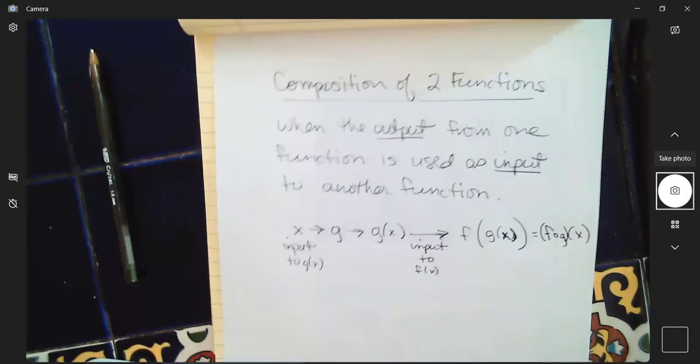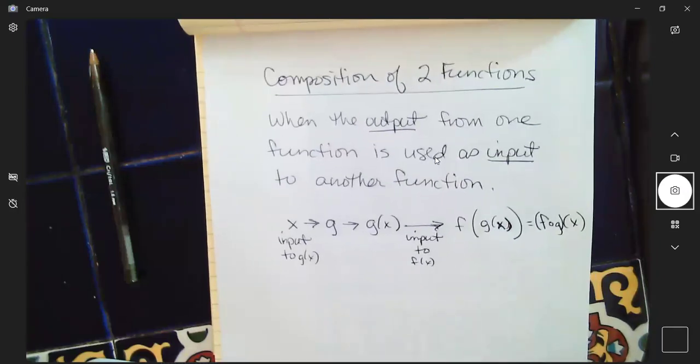Hello, I'm here to make a video that explains, maybe in my own words, what it means to study the composition of two functions. So I wanted to just kind of do this on my notebook here and talk about just the definition, what it means to compose two functions.